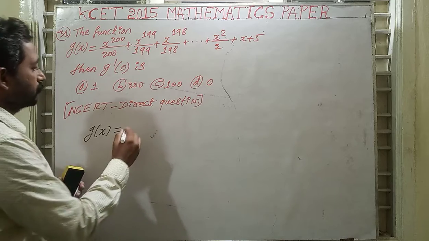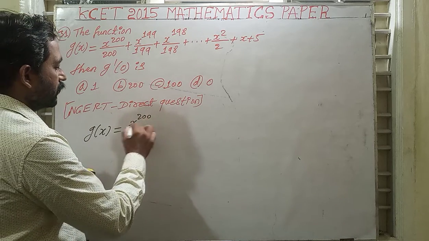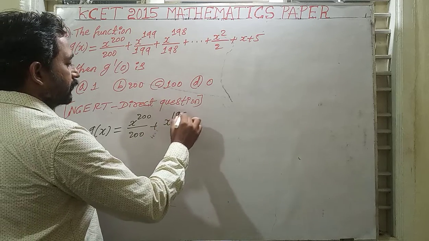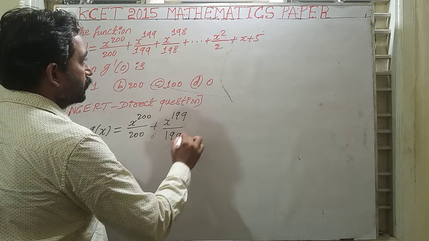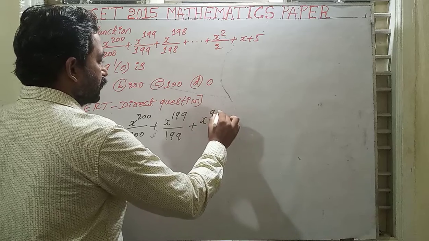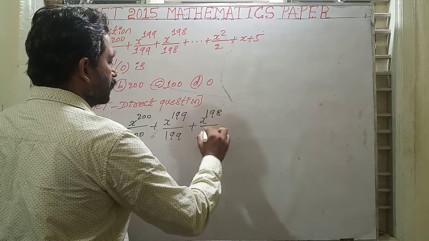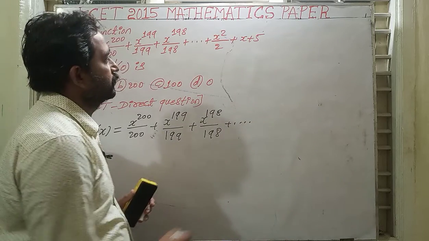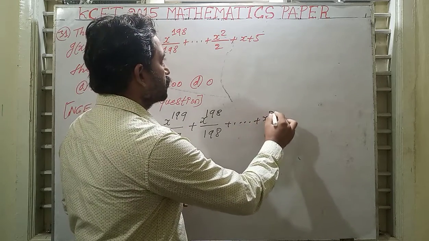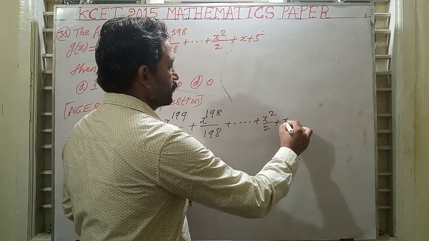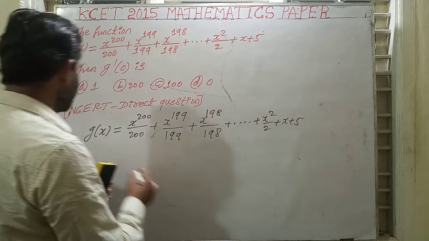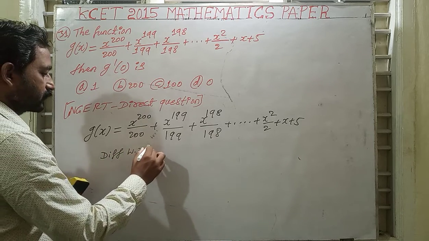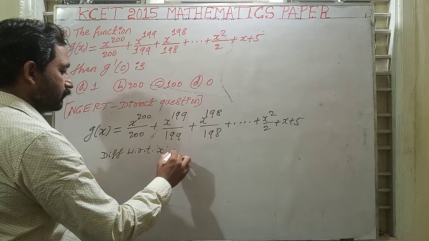G of x is equal to x to the power of 200 divided by 200 plus x to the power of 199 divided by 199 plus x to the power of 198 divided by 198, and so on. These are the terms up to x, plus x square divided by 2 plus x plus 5. So now differentiate with respect to x on both sides.